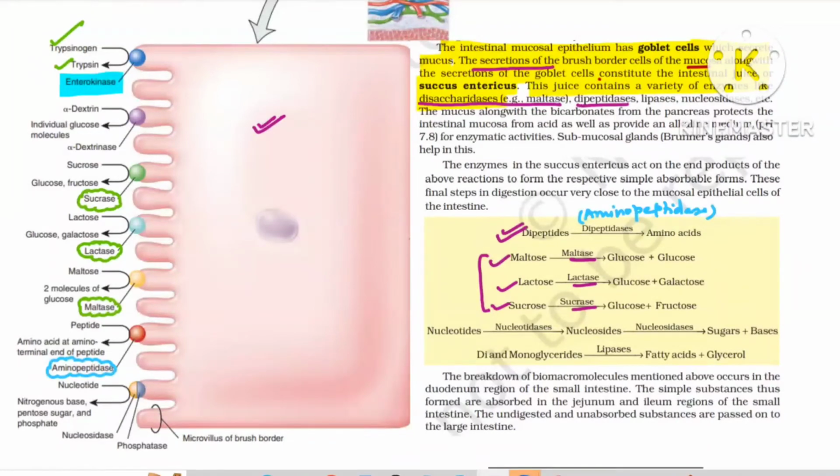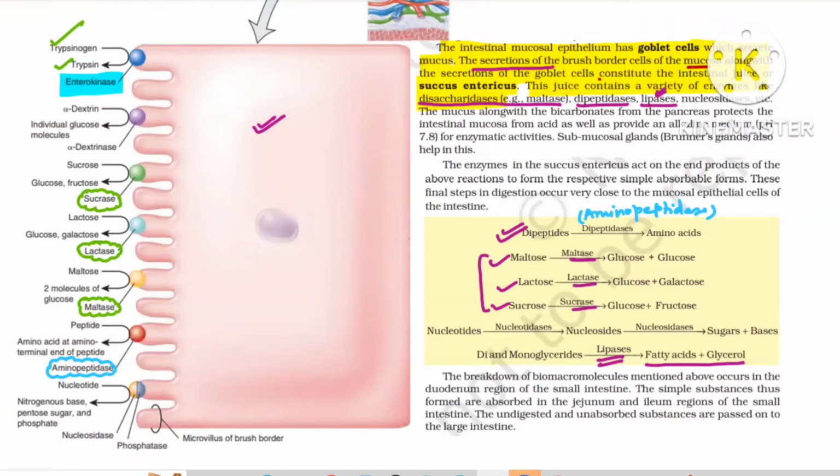Then it contains lipase also. So lipase is the one which is used here, which is going to break down diglyceride or monoglyceride into fatty acids and glycerol. So please remember, lipase is present in the gastric juice. Please, I focused on it in the previous video. Gastric lipase is there, pancreatic lipase is there, and in succus entericus also lipase is there. Though lipase is there, fat digestion starts only in the small intestine, in the stomach it is not started.